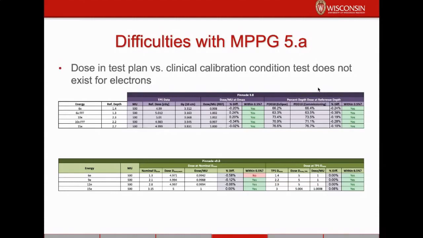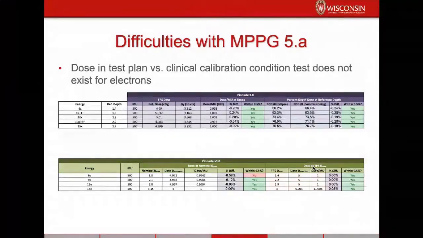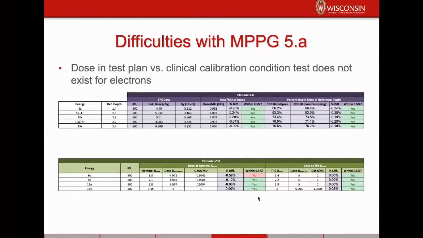Oddly enough, this test exists for photons in MPPG 5A, but they don't have an equivalent test for electrons. We think this is an oversight, and I hope in the next version of the guideline they add a test for electrons. We did one anyway, and we looked at all of our electron beams, and we looked at the dose at Dmax based on the measured depth of Dmax, and we found that the treatment planning system can also calculate dose at Dmax very well for electrons and photons, but this is something that's missing from the guideline that we think should be added.